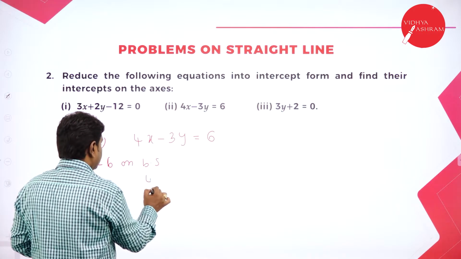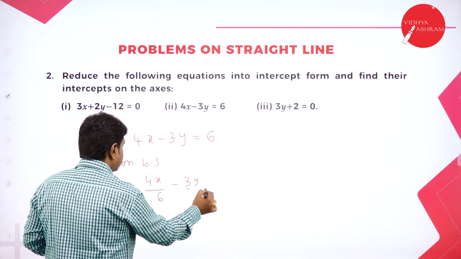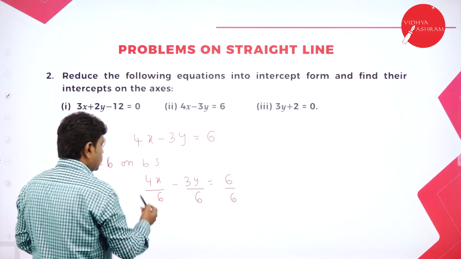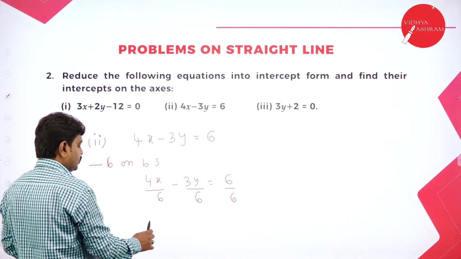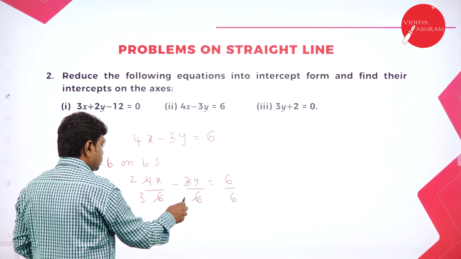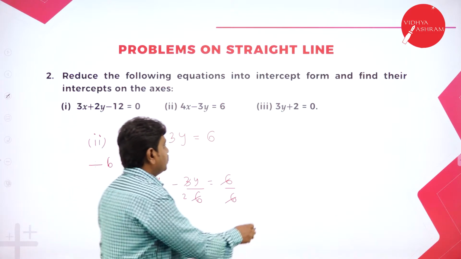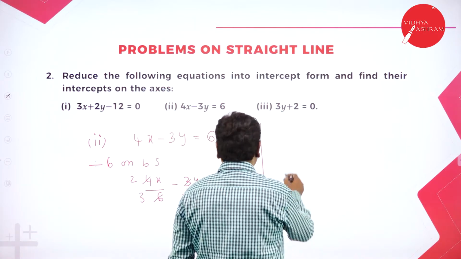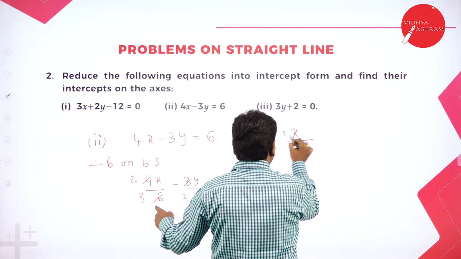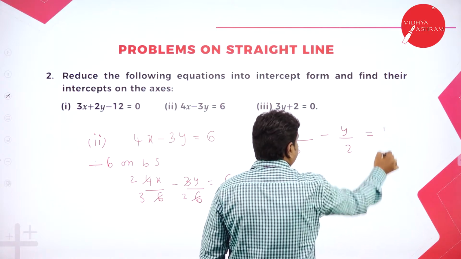If I do that, I'll get 4x by 6 minus 3y by 6 is equal to 6 by 6. Now this is divisible by 2. 2 2s are 4, 2 3s are 6, 3 1s are 3, 3 2s are 6, and 6 by 6 cancels. Simplifying further, you'll get x by 3 by 2 minus y divided by 2 is equal to 1.